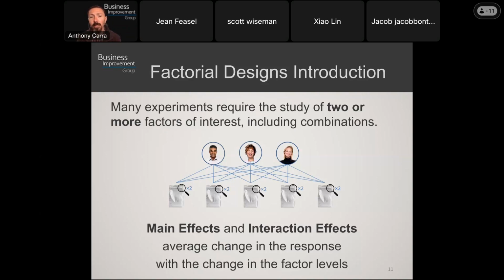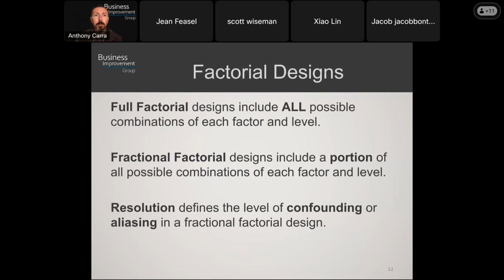When I talk about an effect, what we're talking about is an average change in response with the change of those factor levels. Meaning that if I move something a little bit up or down, what influence does that have on the outcome? And we're going to see mathematically how that's going to result through the Minitab examples.